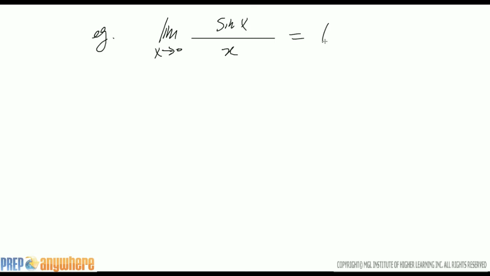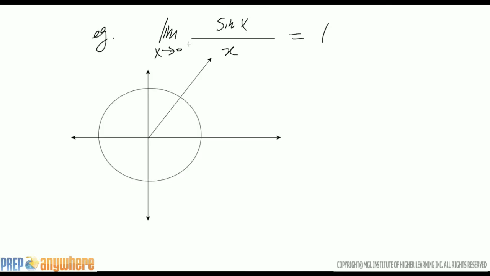We don't know how to do the limit of sine x over x directly. So we need to come up with two other functions that are always smaller than this one and always greater than this one. Okay, so to get those two functions, we need this diagram.